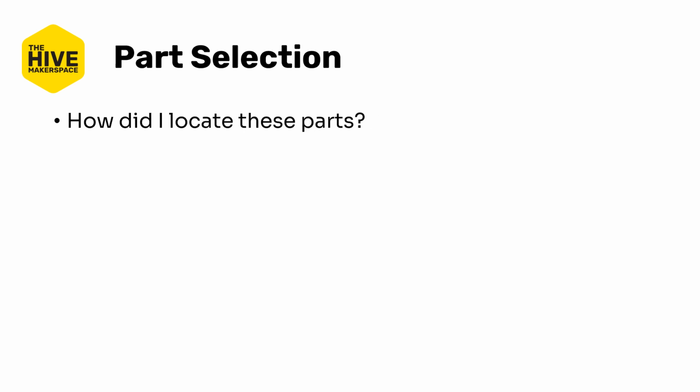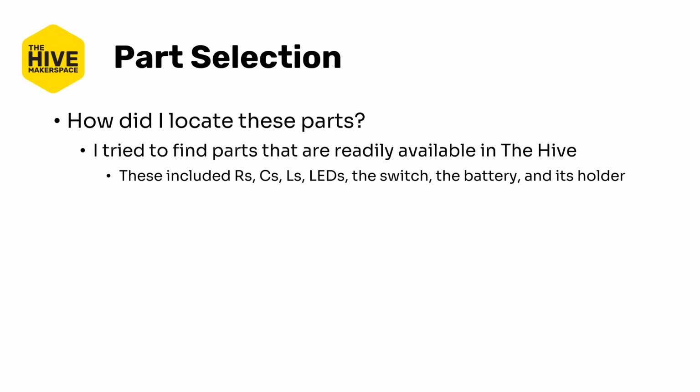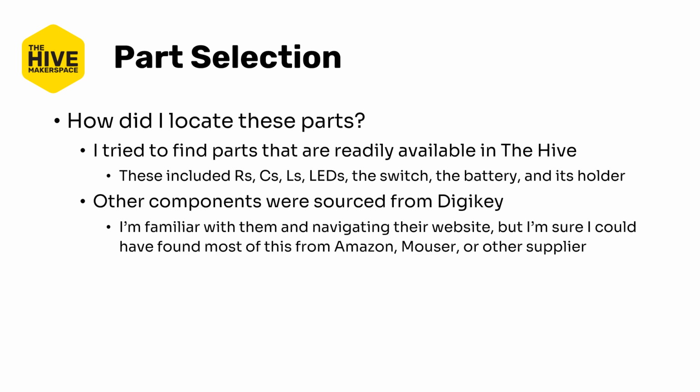So how did I locate these parts? Primarily, I tried to find parts that were readily available in the Hive. These included resistors, capacitors, inductors, that's R, C, and Ls, LEDs, the switch, the battery, and its holder. Any other components, primarily the integrated circuit, were sourced from DigiKey, which is mostly because I'm familiar with them and how to navigate their website, but I'm certain that I could have found most of or any of those parts on Amazon, Mouser, or any other supplier of your choice.